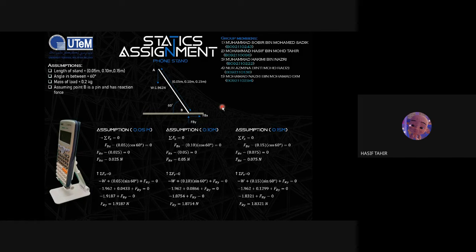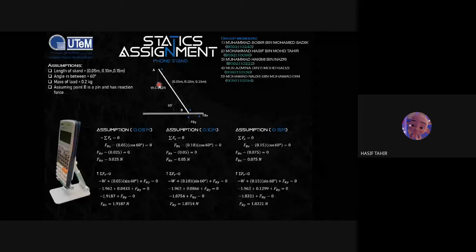Okay, for my part, I would like to explain about the free body diagram. At the point A, we can see a load at this point. Its value comes from multiplying the mass and the gravitational force. And the value of weight is 1.962 Newton since the average mass that we take for the load is 0.2 kilogram.